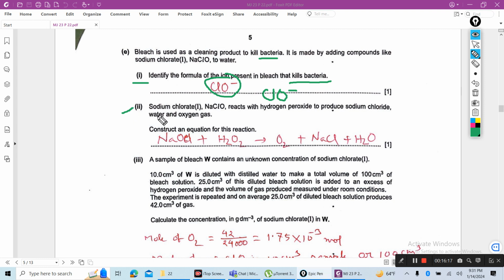Number 2, sodium chlorate 1, NaClO, reacts with hydrogen peroxide, H2O2, to produce sodium chloride, water, and oxygen gas. Construct an equation for this reaction. This is the reaction.